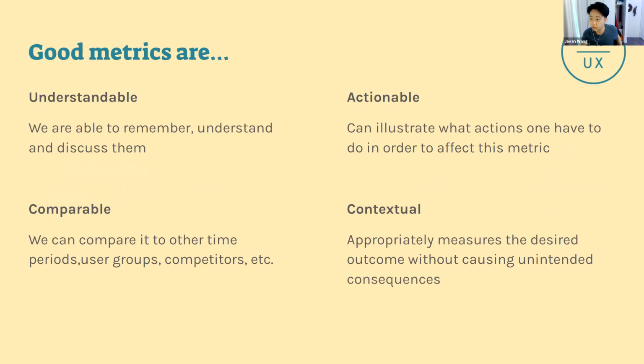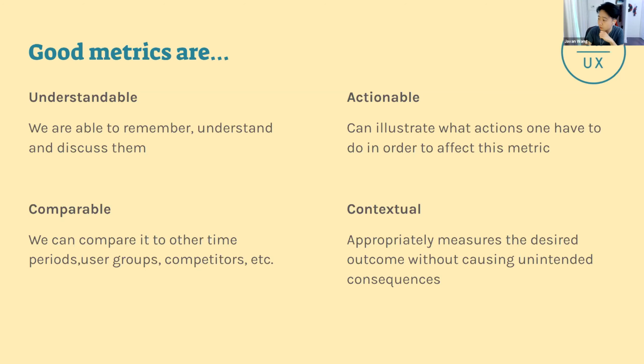So understanding this one a little bit, good metrics are easily understandable. You're able to remember them, understand them, and discuss and debate them with other people. You can share them easily. Two, they're comparable. You can compare them to other time periods, user groups, and competitors. Three, they're actionable. They can illustrate what action one has to take to affect this metric, basically saying, hey, if we want to go from 0 to 100, what do we need to do to make sure we're moving closer to that 100% goal? And the fourth thing is it needs to be contextual. It should appropriately measure the desired outcome without causing any unintended consequences.